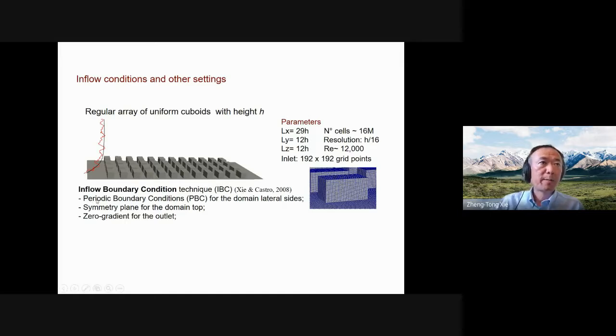We use a periodic boundary condition on the lateral sides, symmetry on the top, and zero gradient at the outlet. The number of cells for this case is roughly 20 million, and the resolution we use is 16 points per height. This is quite standard. And the Reynolds number based on the height is 12,000.